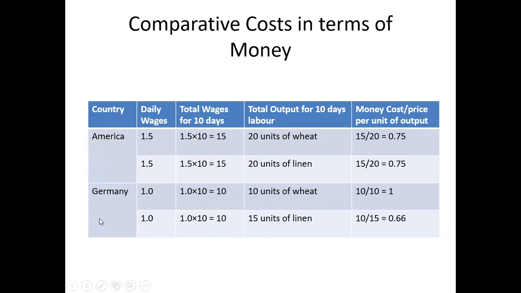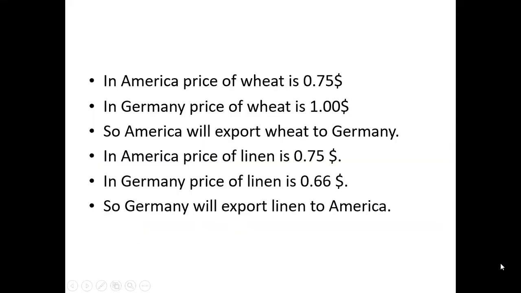With this table, it is clear that the money cost or price of producing 1 unit of wheat in America is $0.75. In Germany, it is $1. Therefore, the money cost or price of producing 1 unit is lower in America. Therefore, America will specialize in the production of wheat and export wheat to Germany. On the other hand, the price per unit of linen in America is $0.75. In Germany, it is $0.66. Therefore, the price per unit of linen is lower in Germany. Therefore, Germany will export linen to America.